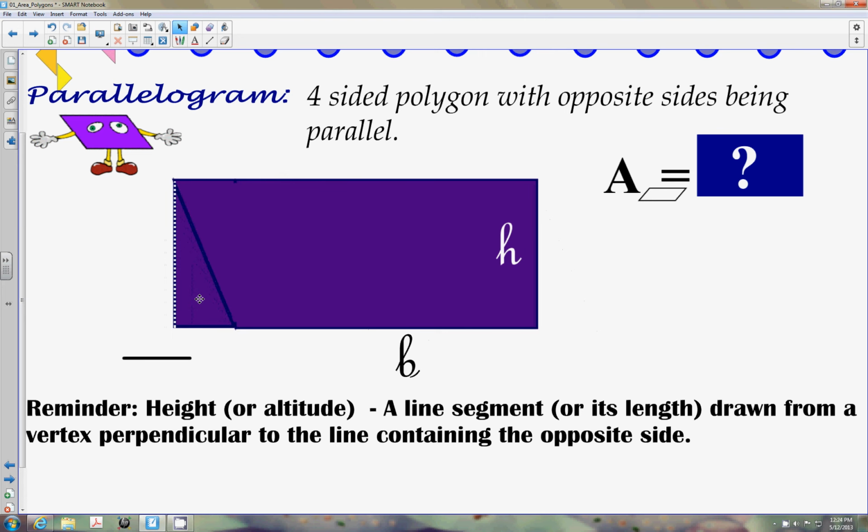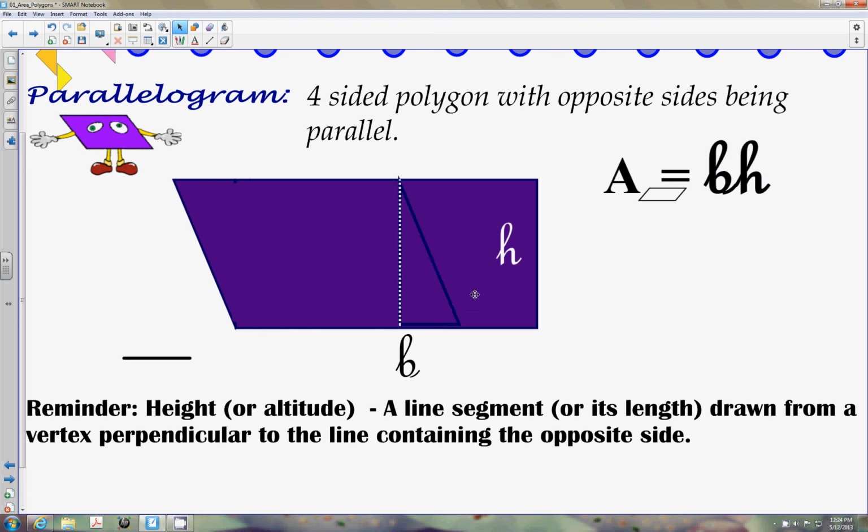Okay? So now that it's moved over here, what shape do you see? It's not a parallelogram anymore. Well, it is still a parallelogram, but it's a specific one. It's the rectangle, and we know the formula for the area of a rectangle. It's base times height. So that's what we get right away. So base times height works for a parallelogram too.